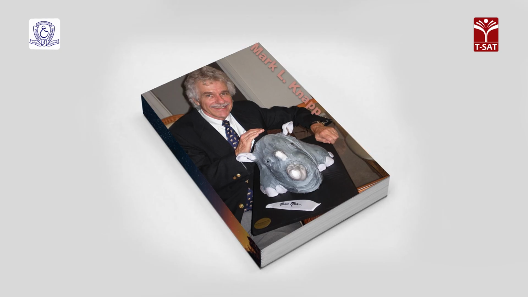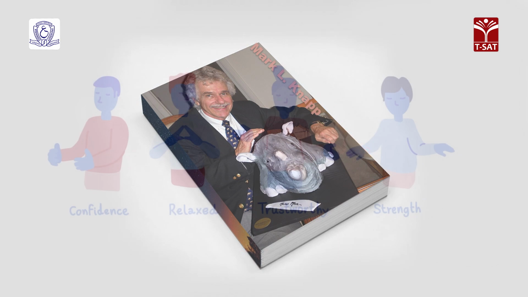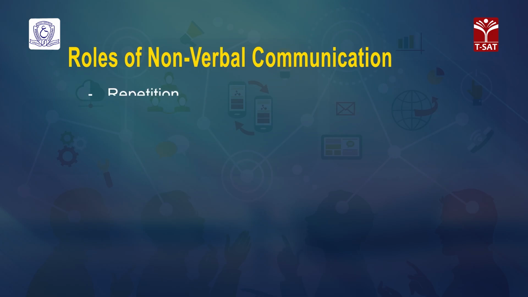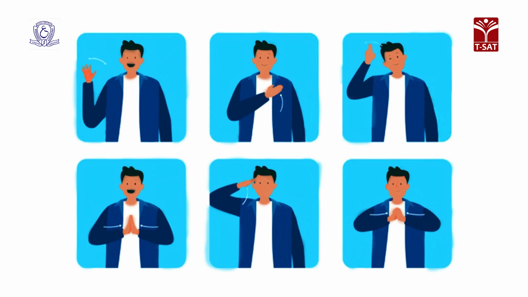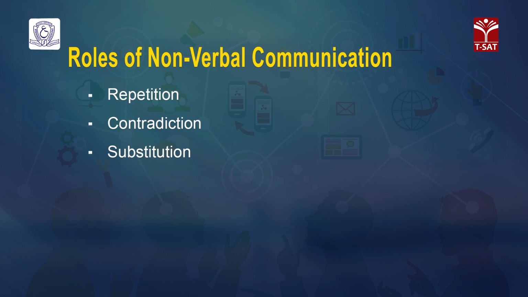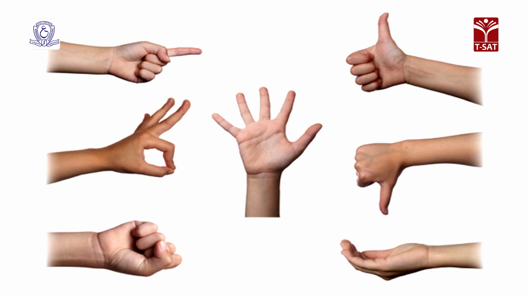According to Knapp and Hall, non-verbal communication plays 6 roles. 1. Repetition, that is, it helps us emphasize the message repeatedly when it is accompanied with a verbal message. 2. Contradiction. Non-verbal behavior clearly depicts when a person is verbally saying something, yet he is feeling something different about it. 3. Substitution. Sometimes people use non-verbal communication as a replacement to verbal communication.